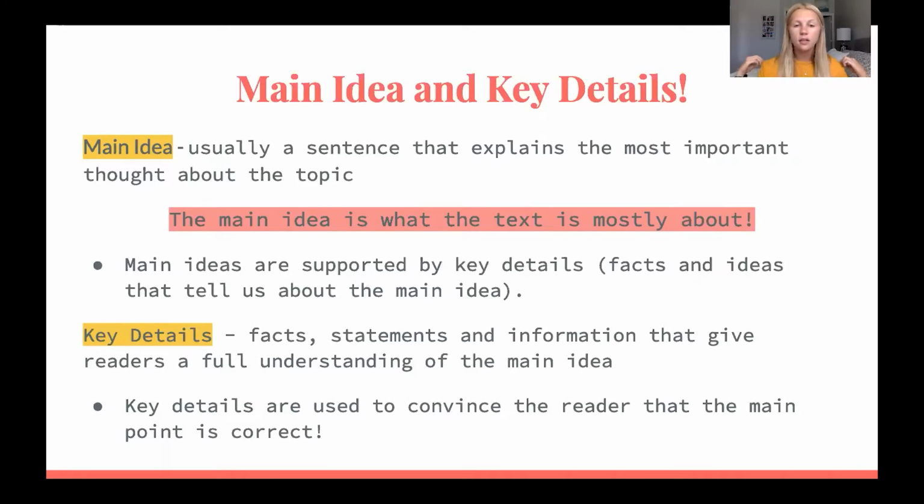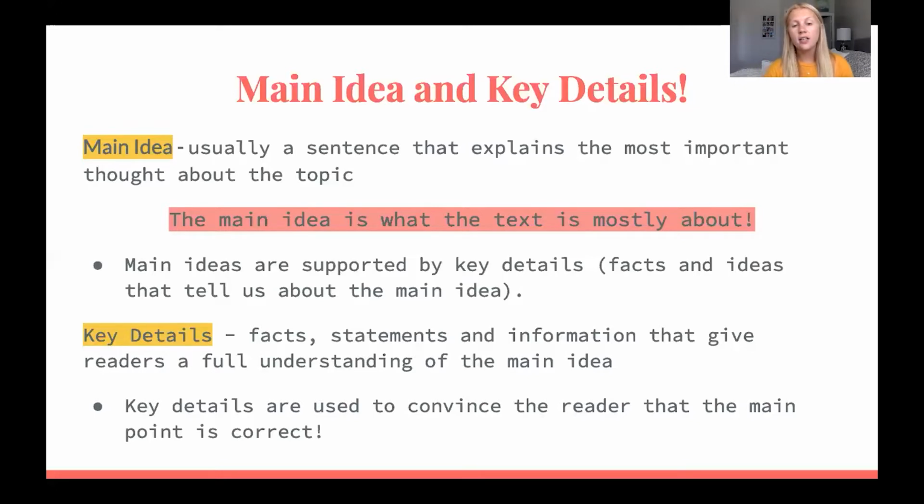Key details are facts, ideas, statements, and information that give readers a full understanding of the main idea. Key details are used to convince the reader that the main point is correct. So main idea and key details come together directly in our text. Regardless of whether our text is a paragraph, an essay, or a book, it should have key details and a main idea, with our key details helping to support our main idea.